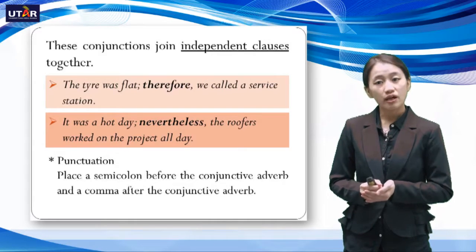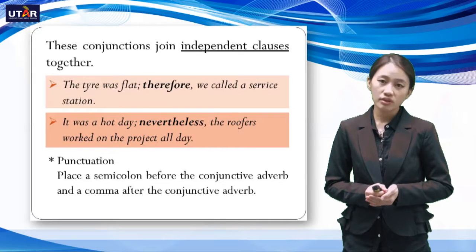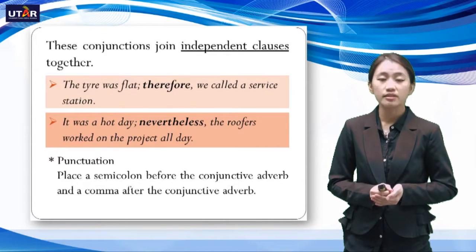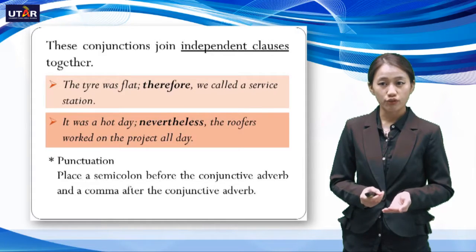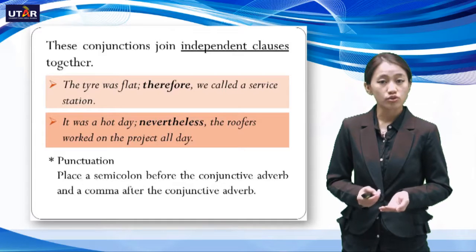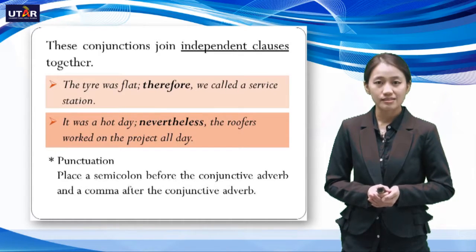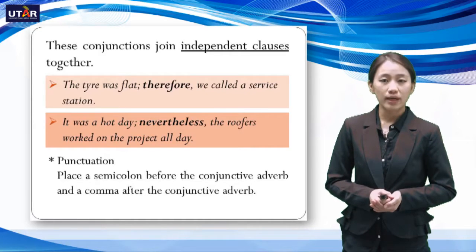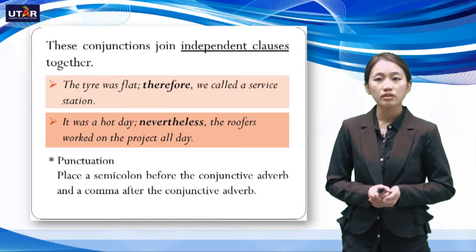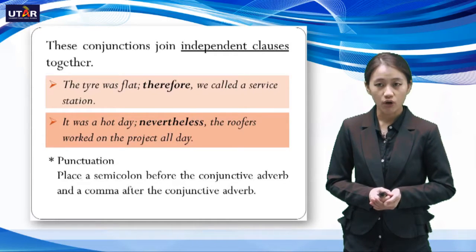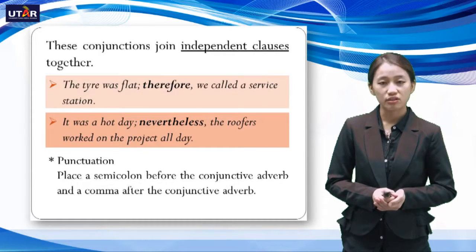When you look at the other sentence, which is, we called a service station, this is also considered a complete sentence. We called: you have your subject, you have a verb, a service station, and also an object. So this is also considered a complete sentence, in other words, an independent clause. So by joining these 2 together, we would require the conjunction therefore. So the tire was flat; therefore, we called a service station.